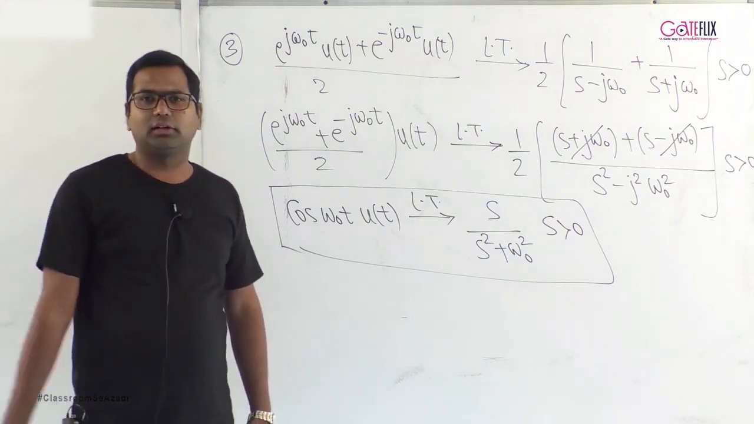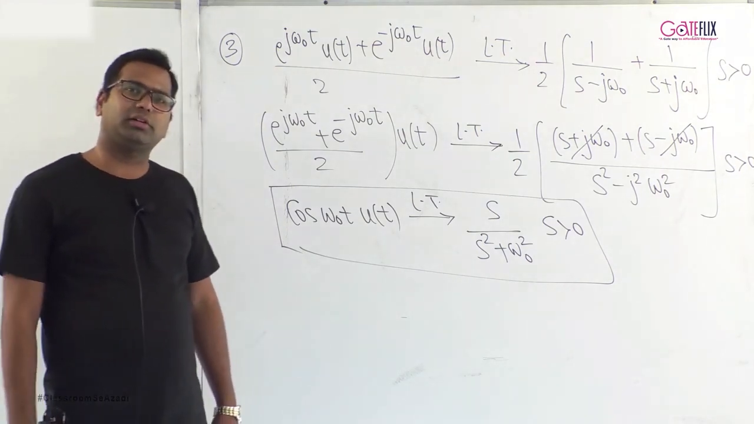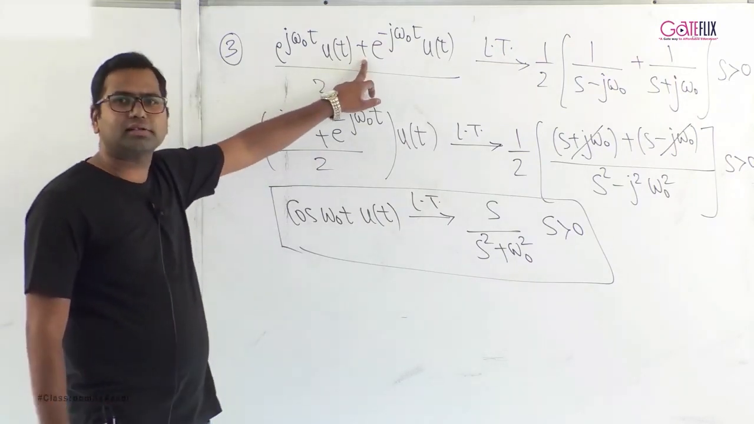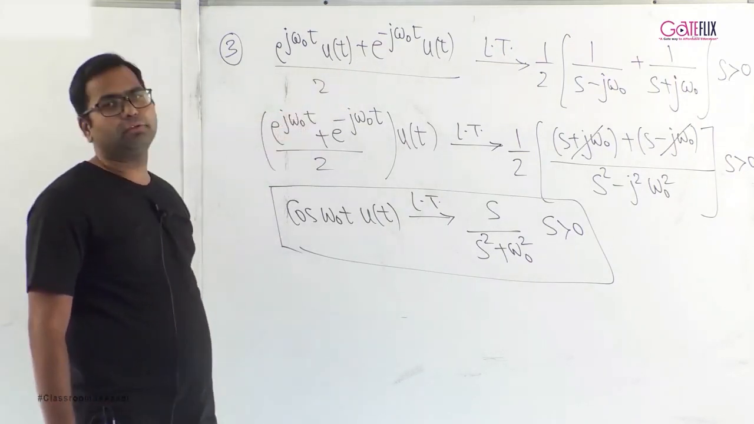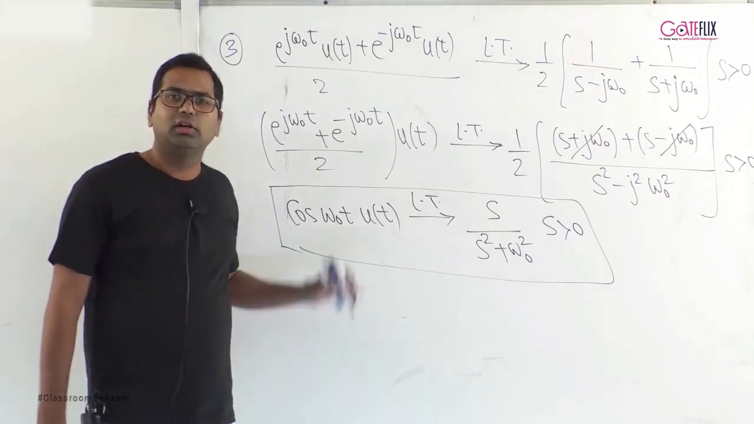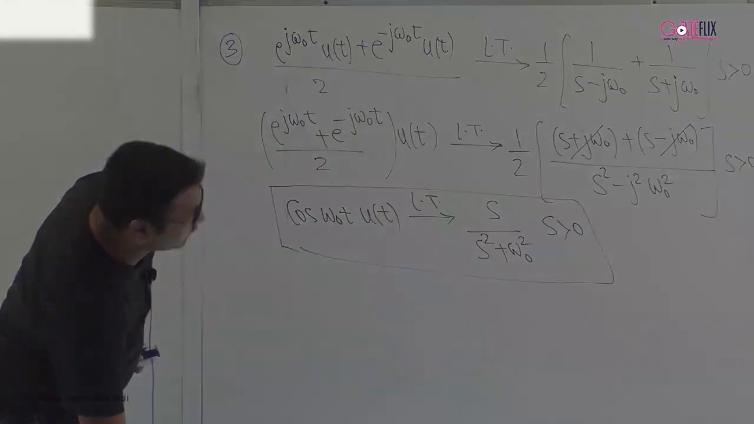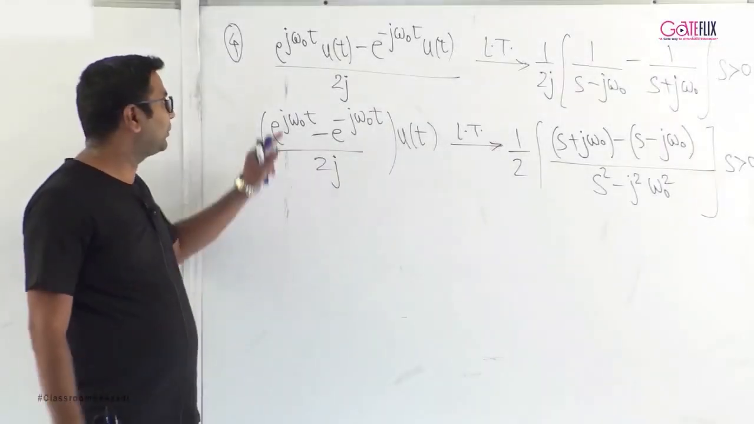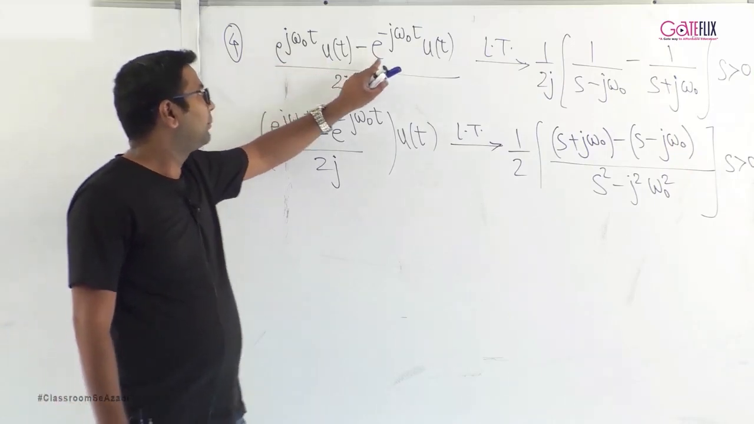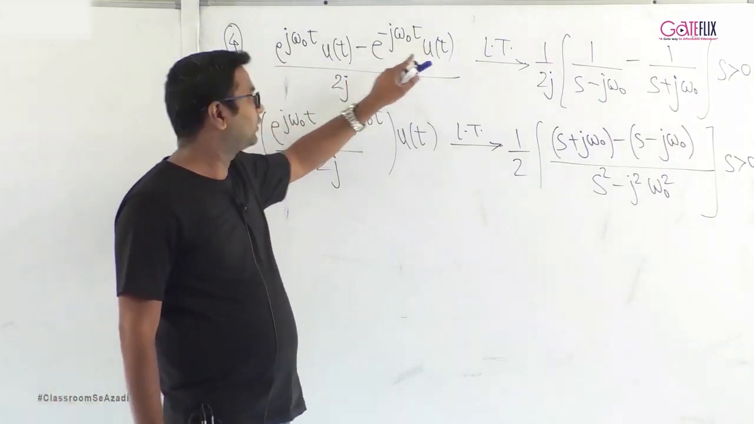We can similarly get the Laplace transform of sin omega naught t. The only difference will be, instead of plus sign, we have to use minus sign, and instead of 2, we have to use 2j. In the next question, I will solve for the Laplace transform of sin omega naught t. To solve for sin omega naught, I will start with the subtraction of e raised to j omega naught t u of t minus e raised to minus j omega naught t u of t.